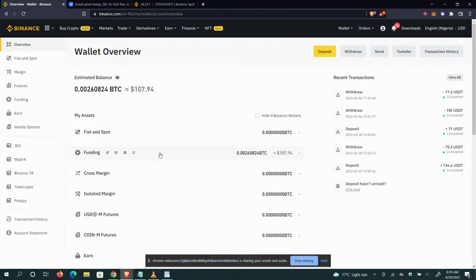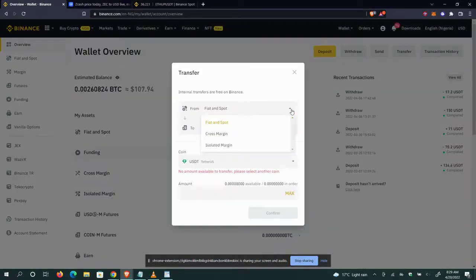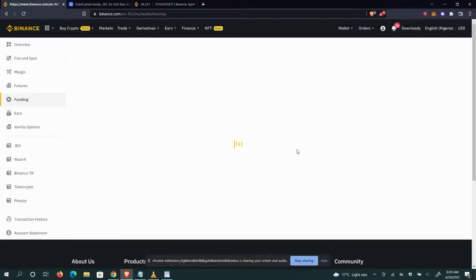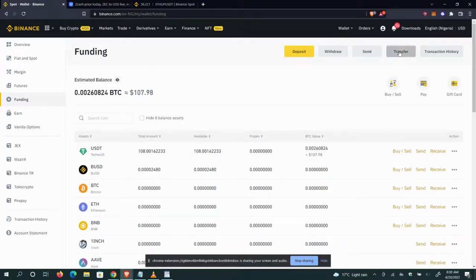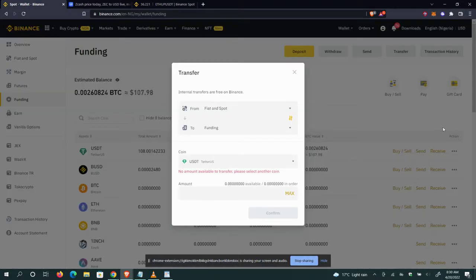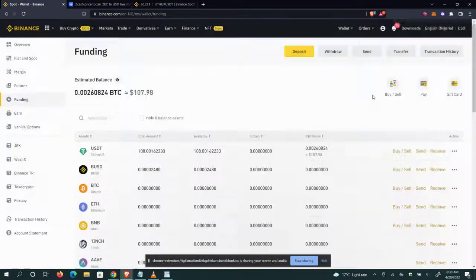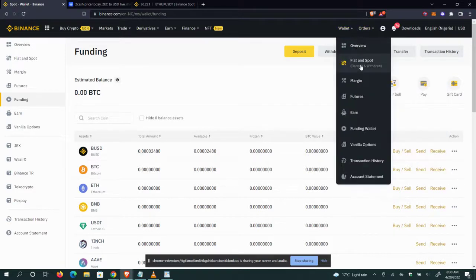Likewise, I can also transfer from funding to cross margin. It's just as easy as that. You click on transfer. Oh, funding will not appear here. I need to go inside funding, and click on transfer. You can see funding is below. You click here to toggle up and down, and I just do max, confirm. I've sent everything back to my fiat and spot wallet.